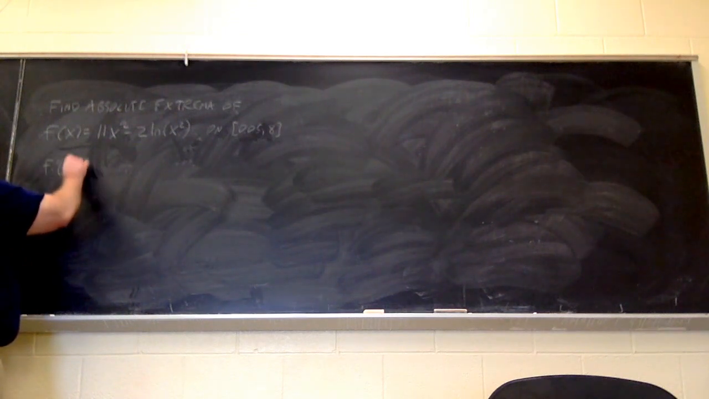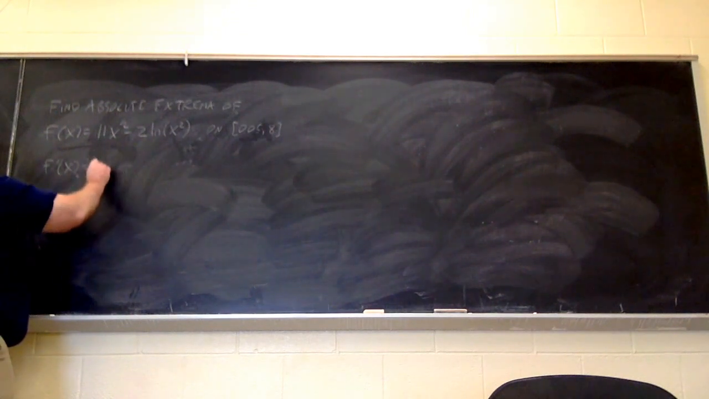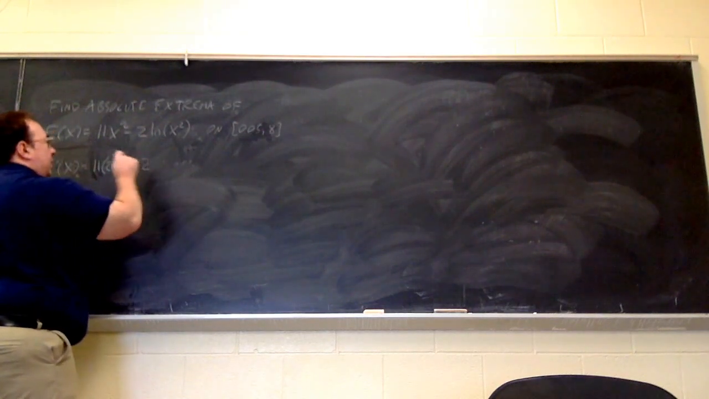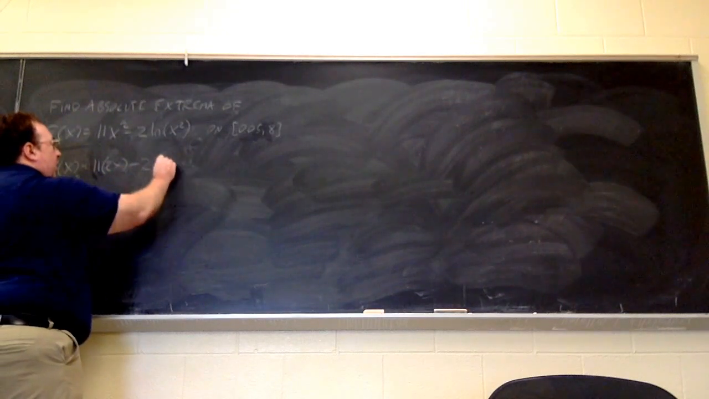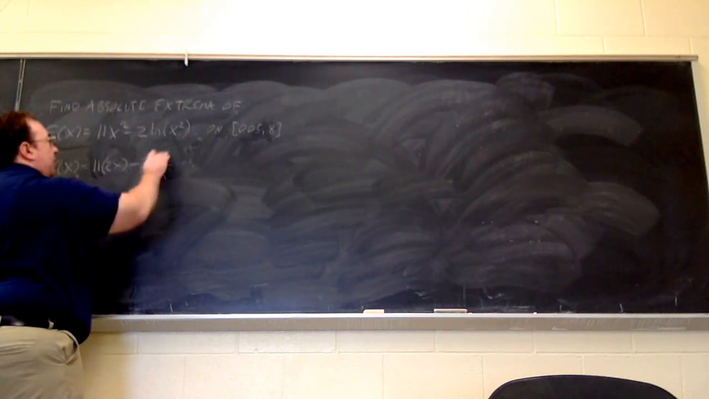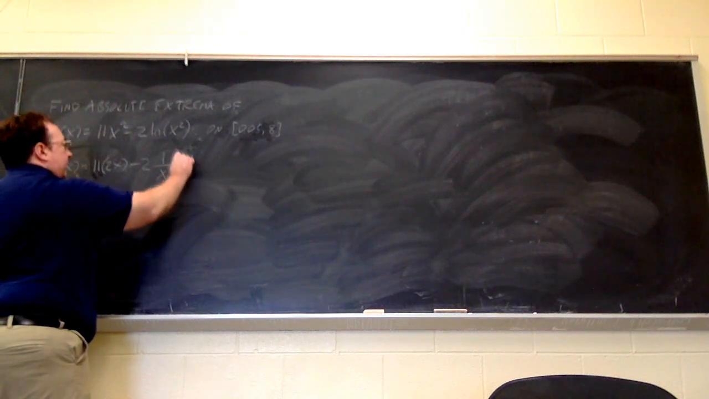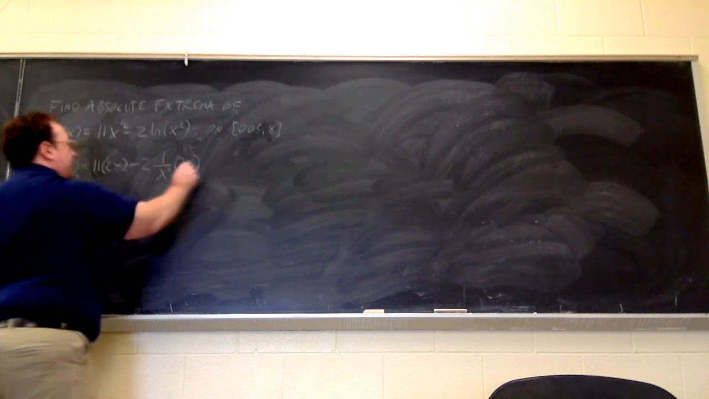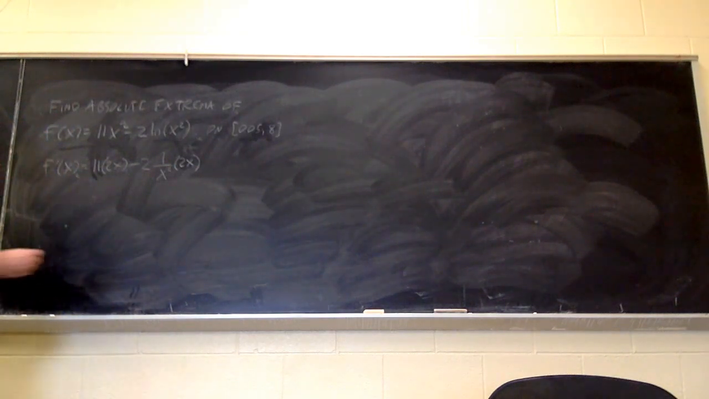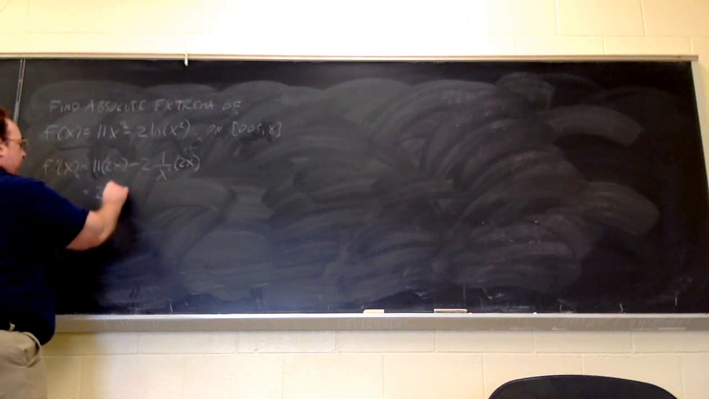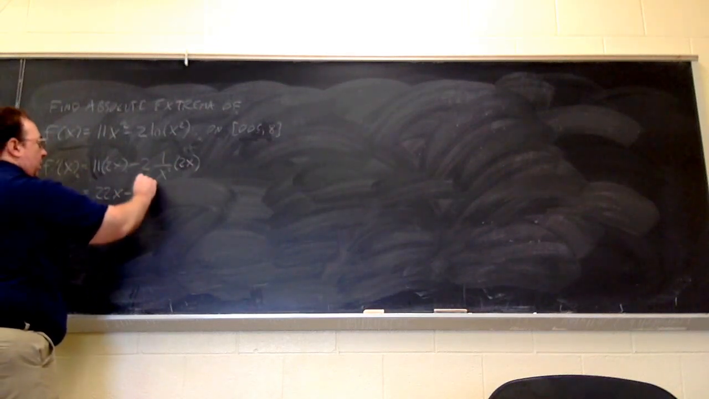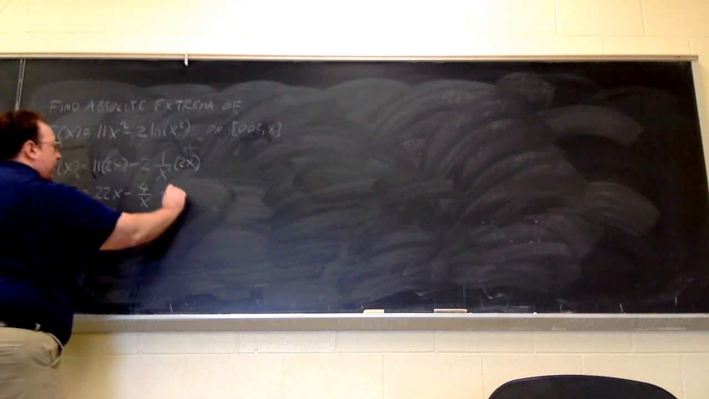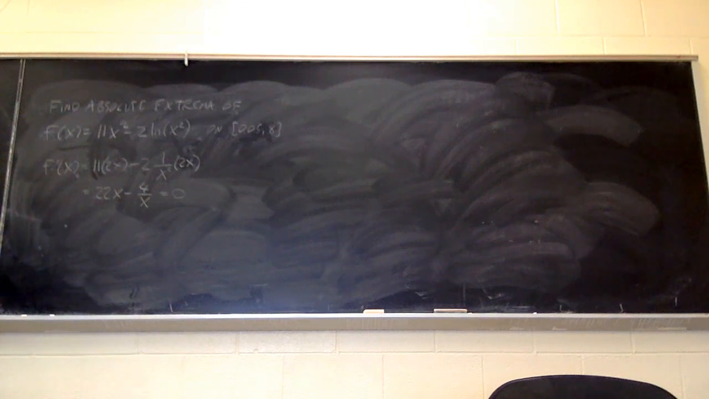So f prime of x, the derivative, is going to be 11 times the derivative of x squared, which is 2x, minus 2 times, now the derivative of the natural log of a function is 1 over that function, times the derivative of that function. So times the derivative of x squared, which is 2x. So now I'm going to clean this up. I have 22x, and then I have 4x over x squared, but that's the same as 4 over x. And I need that to be equal to 0 to find critical points.